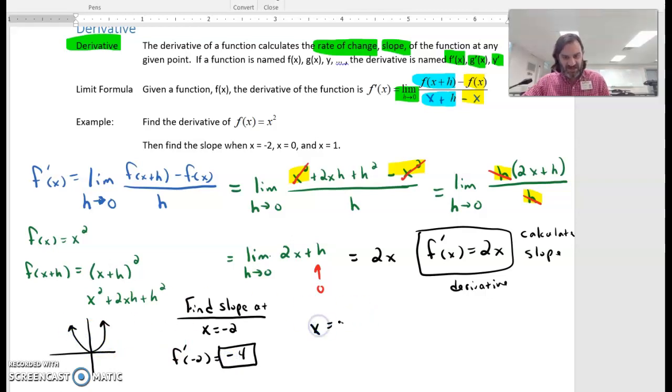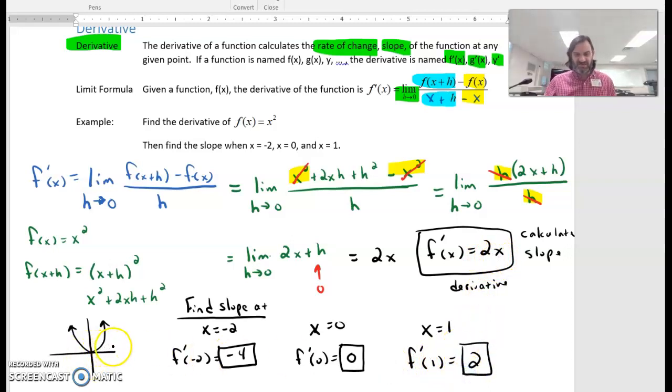If we try when x is 0, we'll find f prime of 0 is 0. Let me write a little bit bigger. Once again, we can look at the graph, not that we will always have a graph, and we can tell that the function goes kind of flat there. So there's no rate of change, and that's why it's 0. At x equals 1, f prime of 1, plugging into the 2x, will be 2. Again, maybe we're not sure about the actual size of the number, but the fact that it's a positive 2 shows us that it should be increasing on that side.